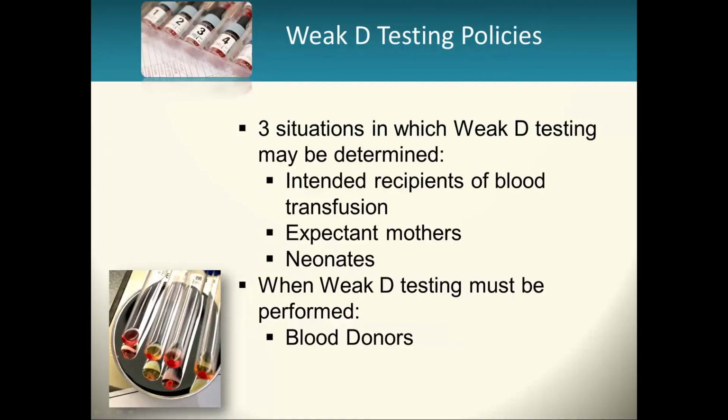So in summary, the 3 situations in which weak D testing may be determined are for intended recipients of blood transfusion, for expectant mothers, and for neonates. And the scenario when weak D testing must be performed is on blood donors.